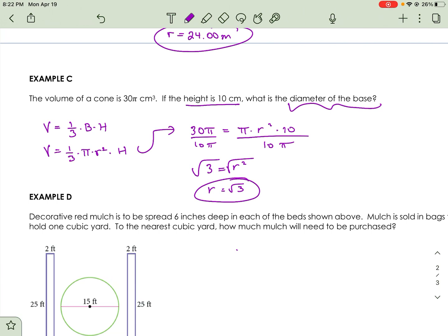And after that, we want to find the diameter of the base. So we know the diameter is 2r, which would give us 2 square roots of 3 for our diameter of this cone.